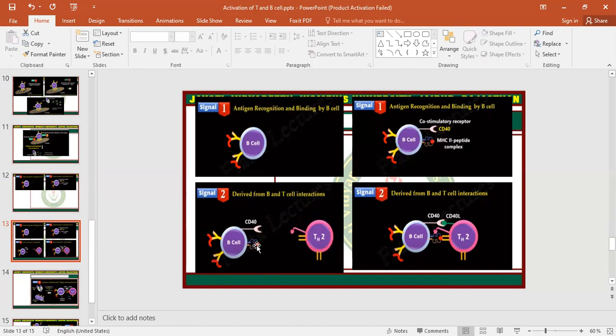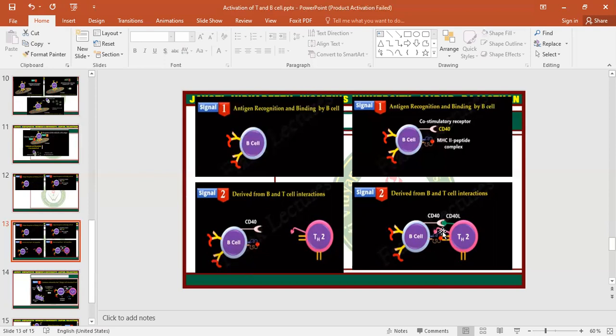This MHC molecule will bind CD4. The CD4 receptor will bind to the MHC molecule, and this antigenic receptor will bind to the antigen. Then the T helper cell is bound here. This is the first signal of the T helper cell.